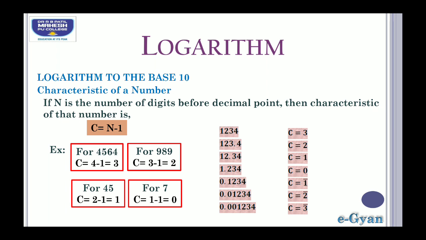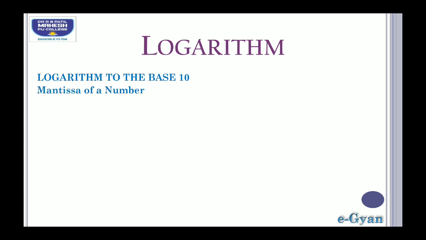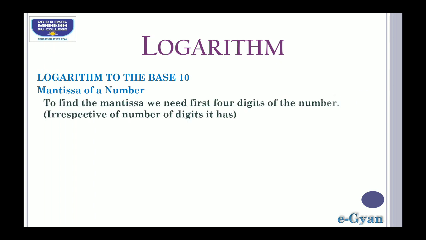If it is 0.0 and then the number, it is bar 2. If it is 0.00 and the number, then it is bar 3. I hope you understood how to find the characteristic of a number. Let us move further to find the mantissa of a number.